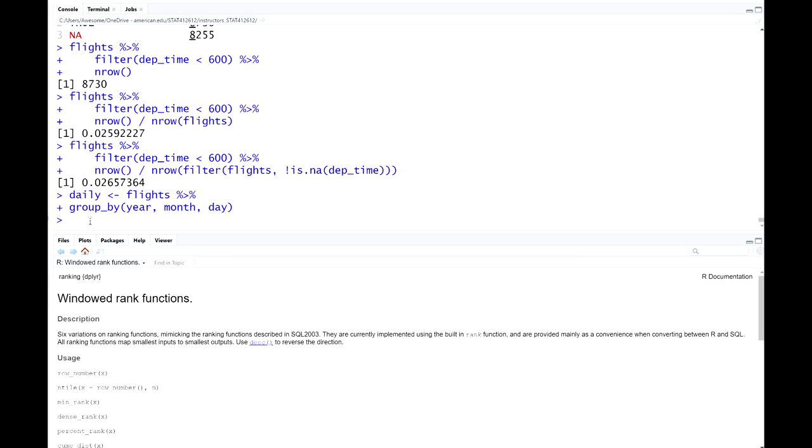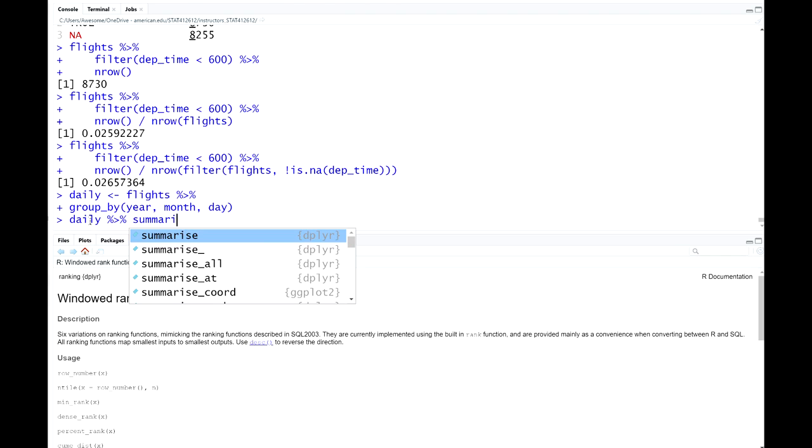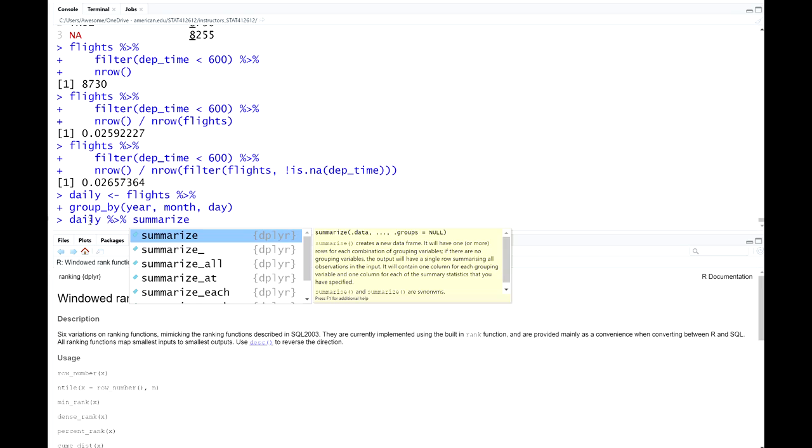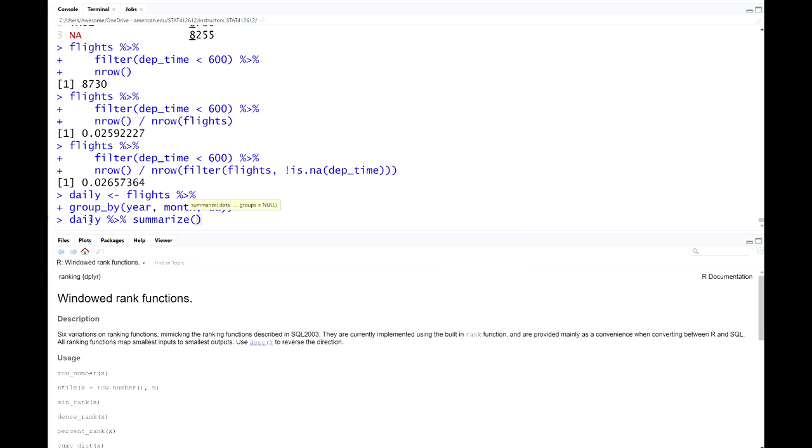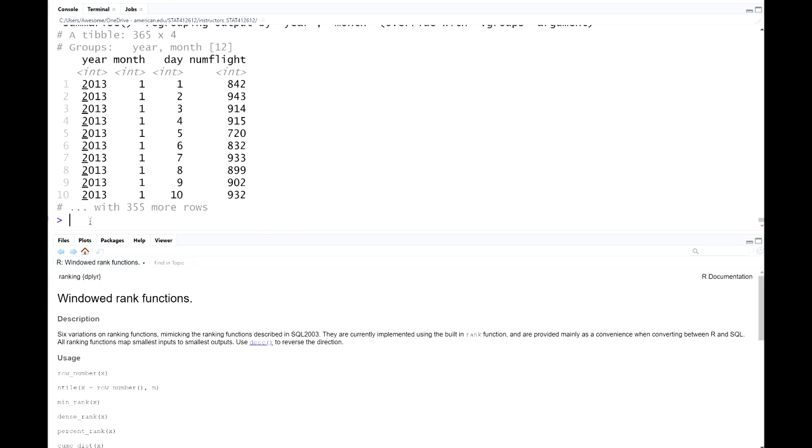If I then want to summarize that, let's take daily, and it's grouped now, so we're going to summarize it. You'll notice I can spell summarize with either a Z or an S, it doesn't care. I'm just going to count the number of flights, so I'm going to use the n function there and see what I get. So I get the number of flights for each day of the year.